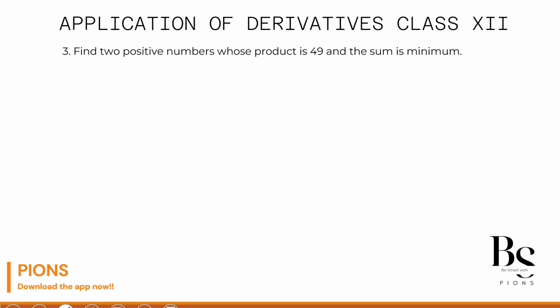Let's start with the next question. It says find two positive numbers whose product is 49 and the sum is minimum. So first of all, let the first number be x. Let me take the second one as y. So x into y is 49. And what is minimum? The minimum is the sum.